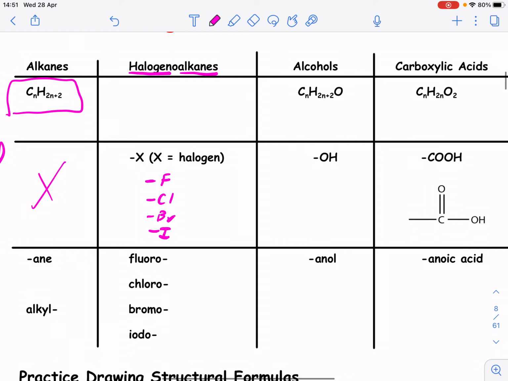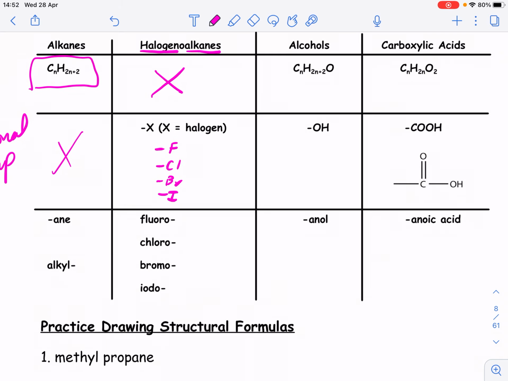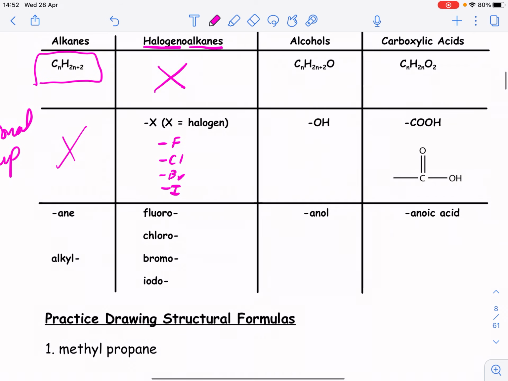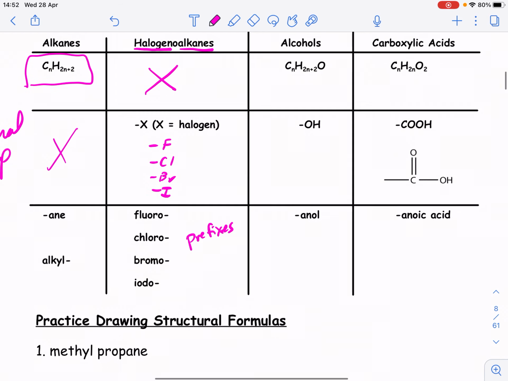So I'm not going to give a general formula for halogenoalkanes because really there's a number of different combinations that are possible. When we name molecules that have halogens on them, we actually name the halogen, or we refer to the halogen in the front of the name as a prefix. So if you had a chlorine on a methane, you would call it chloromethane. So the chloro part comes first. So these are prefixes. And we'll see examples and we'll practice them.